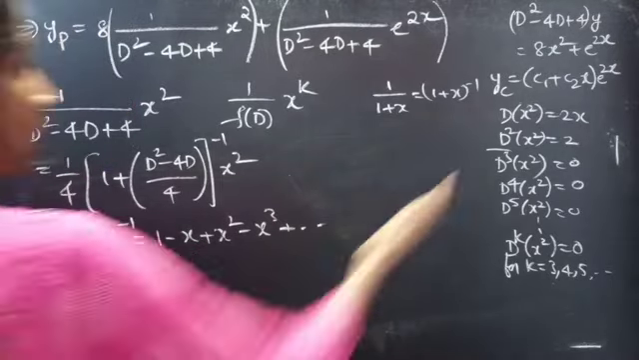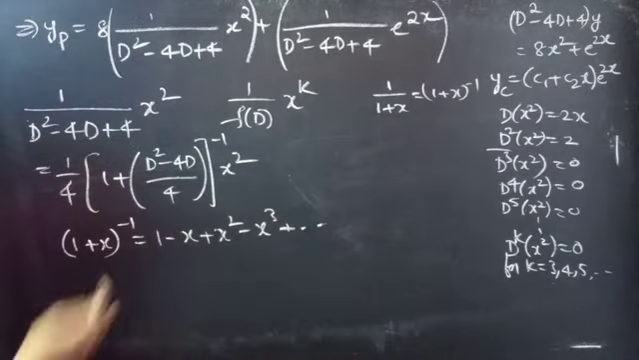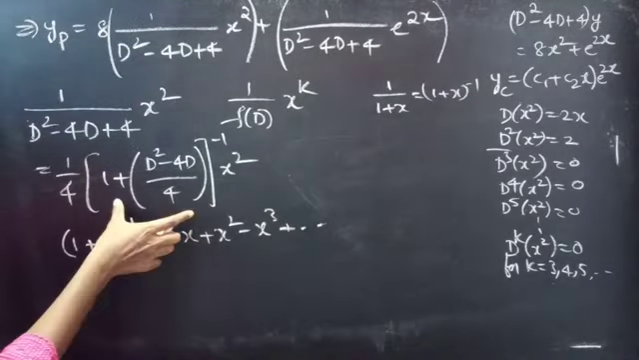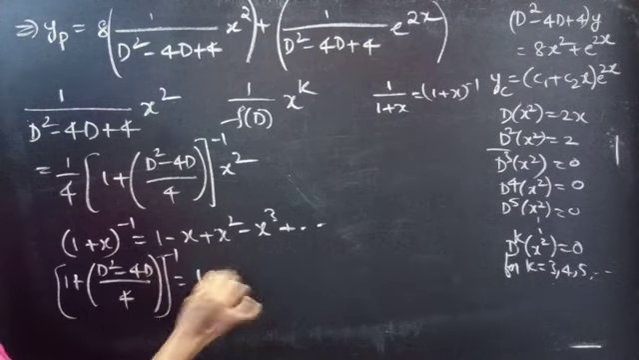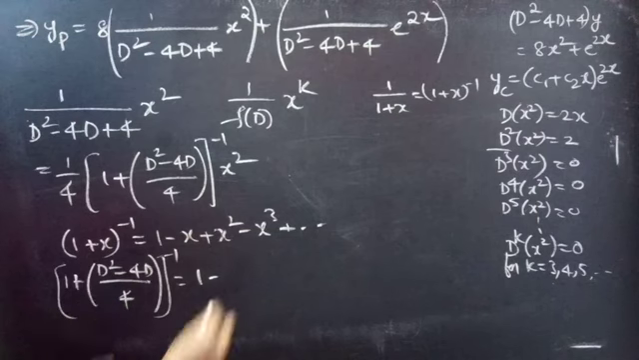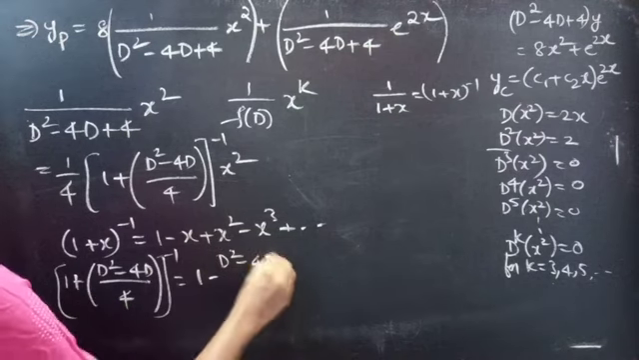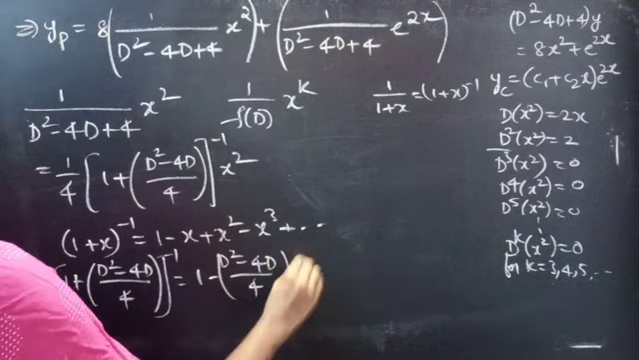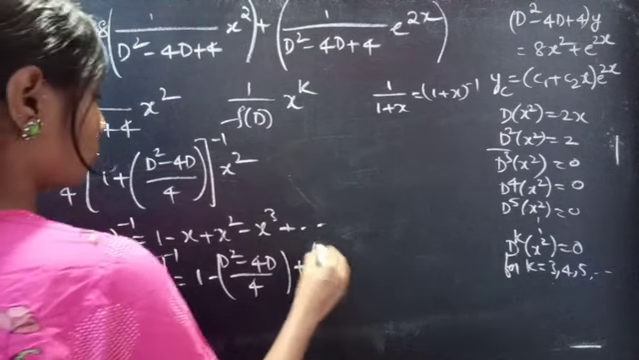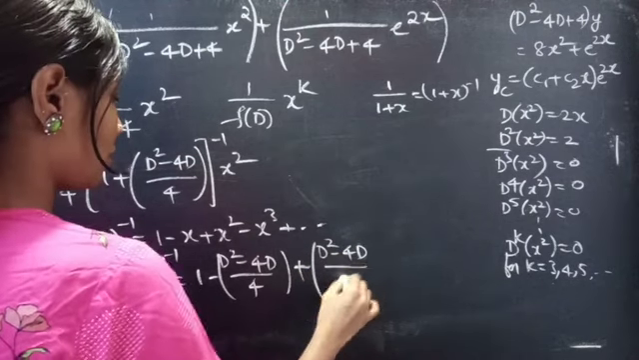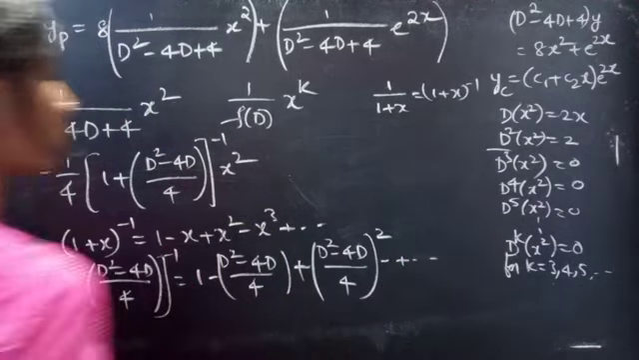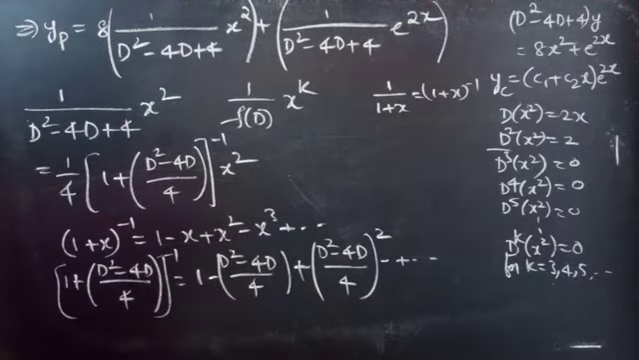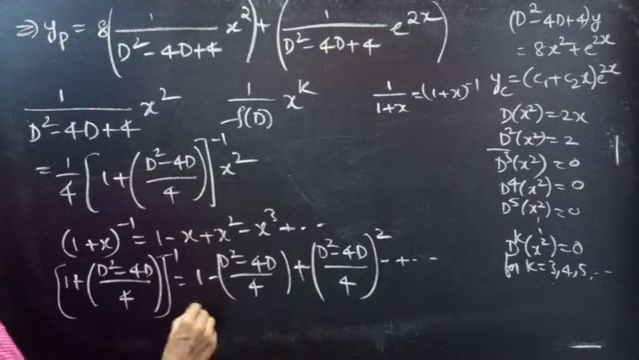Now, keeping these derivatives in mind, we'll expand (1 plus (d square minus 4d) by 4) whole inverse, which is equal to 1 minus x plus x square minus and so on, for x equals (d square minus 4d) by 4. Okay, now let's expand this.